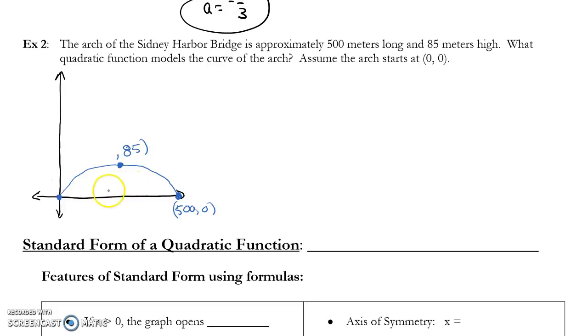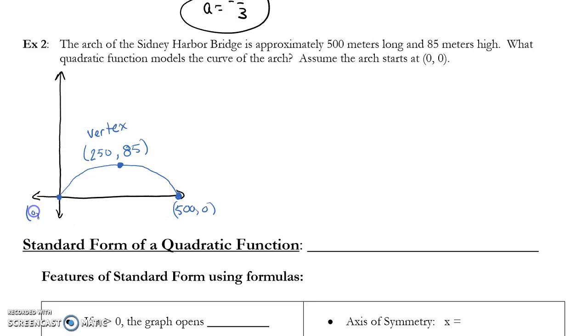This is a symmetric figure. That was something that we have talked about. So the vertex is actually going to be the exact midpoint of (0, 0) and (500, 0). So I'm going to have it at 250 in my x direction. Well, I now have my vertex, and I have 2 points.